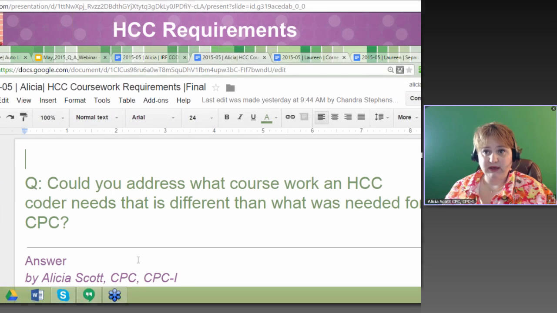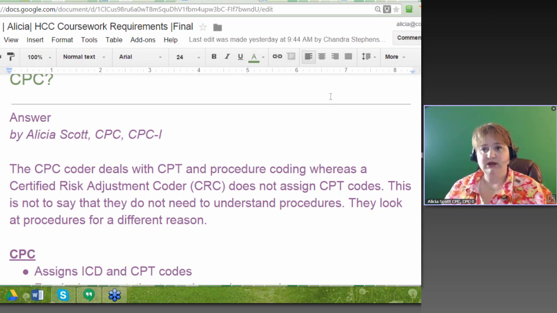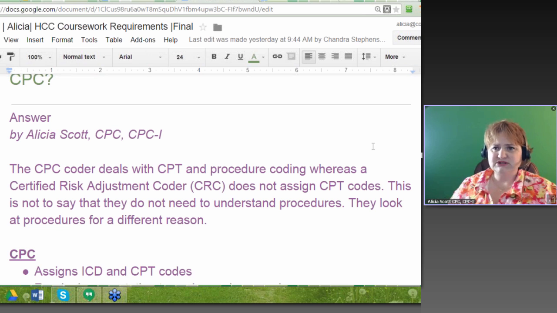You don't have to be a certified CPC coder to do risk adjustment work. That's probably preferred because they want to know that you're familiar. It's detailed work, but you can get the CRC without being a CPC, right? I would suggest that somebody get the CPC and then go get the CRC, unless you have a lot of experience with risk adjustment and HCC work, then just go get your CRC.